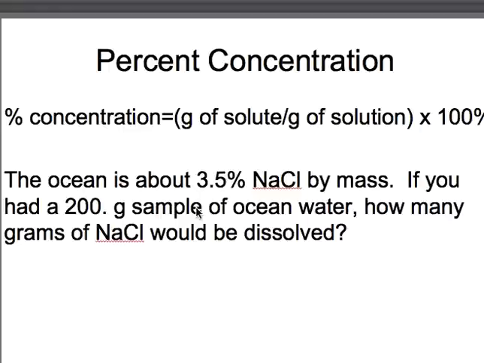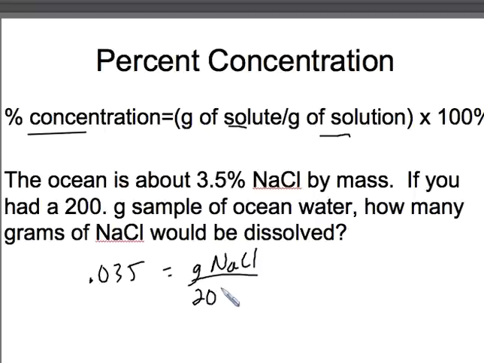If you had a 200-gram sample of that ocean water, how many grams of sodium chloride would be dissolved? Based on the equation above, the percent concentration is the grams of solute divided by grams of solution times 100%. In this case, it's 3.5. I'm going to take that 3.5 and change it to decimal form. So 0.035 is equal to how many grams of NaCl I would have over grams of solution.